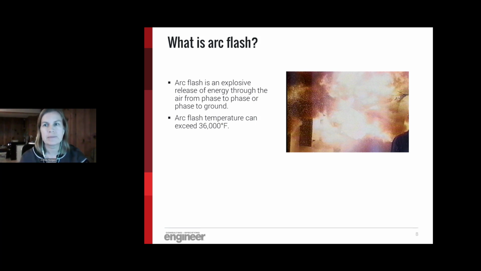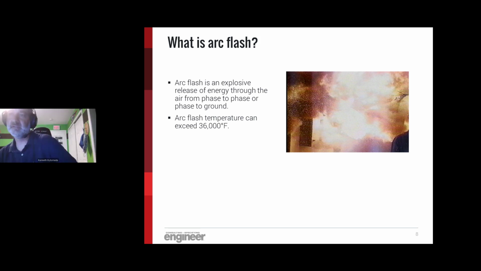So first, I want to talk a little bit about what is an arc flash. NFPA 70 defines an arc flash as a dangerous condition associated with the possible release of energy caused by an electrical arc. An electrical arc occurs when the electrical current diverges from its intended path, say along a feeder or a busway, travels through the air from phase to phase, from one conductor to another, or to ground.